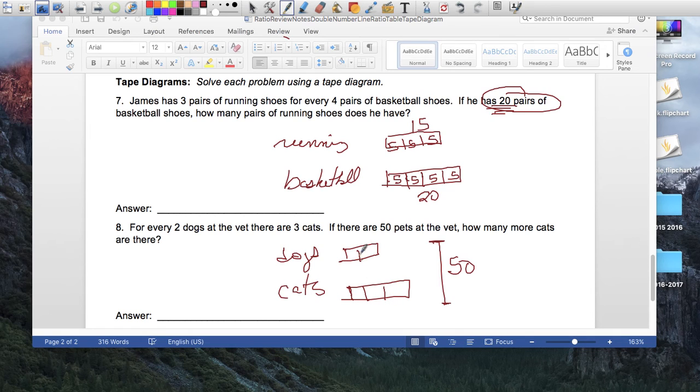So how many boxes do I have in total? I have 1, 2, 3, 4, 5, and 50 divided by those 5 boxes gives me 10. So I can put 10 in each box, and that should add up to 50. 10, 20, 30, 40, 50. Now that I know that, I can tell you how many dogs and how many cats. There are a total of 20 dogs, total of 30 cats. What's the question? How many more cats? Well, there's definitely more cats. How many more? 10 more cats.